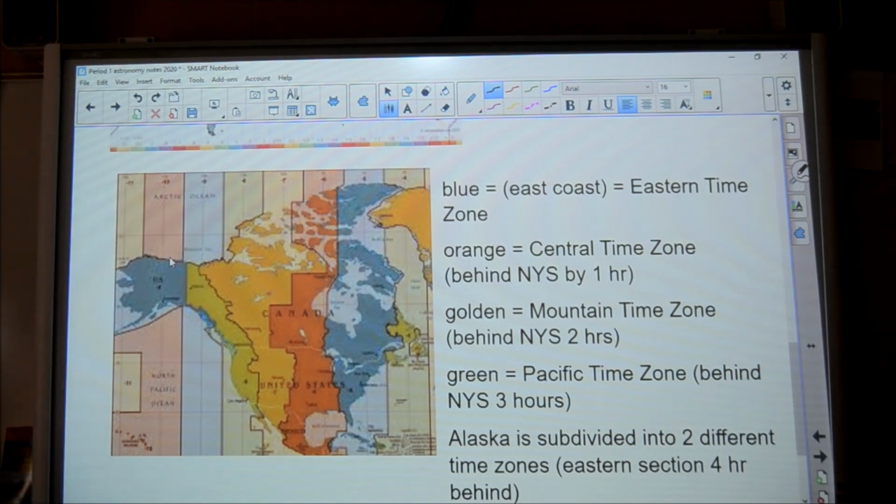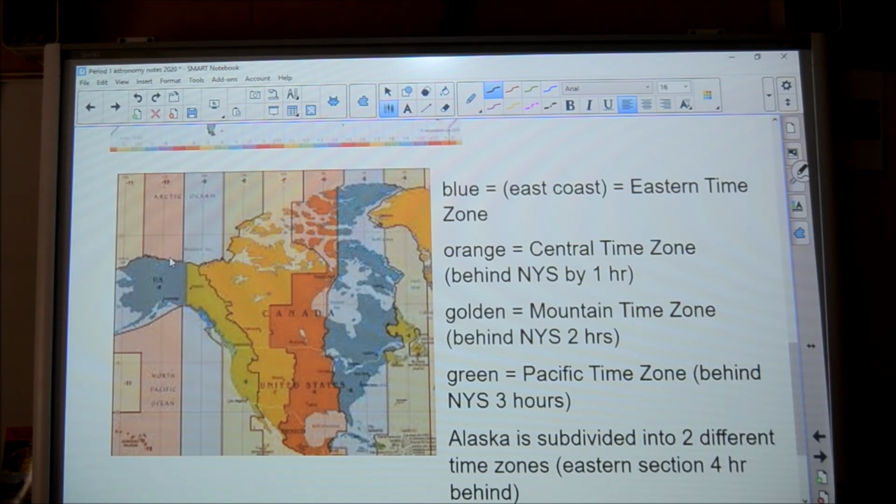All right, if we look at the United States as a whole, we're in the blue section, New York State. We are Eastern Standard Time. Orange, you're looking at Central, so like Ohio, Midwest there. The gold, Colorado, is Mountain. They're 2 hours behind us. And then the green, we get into like California, Pacific time zone. They're 3 hours behind us. So those are the 4 that you mostly hear about.